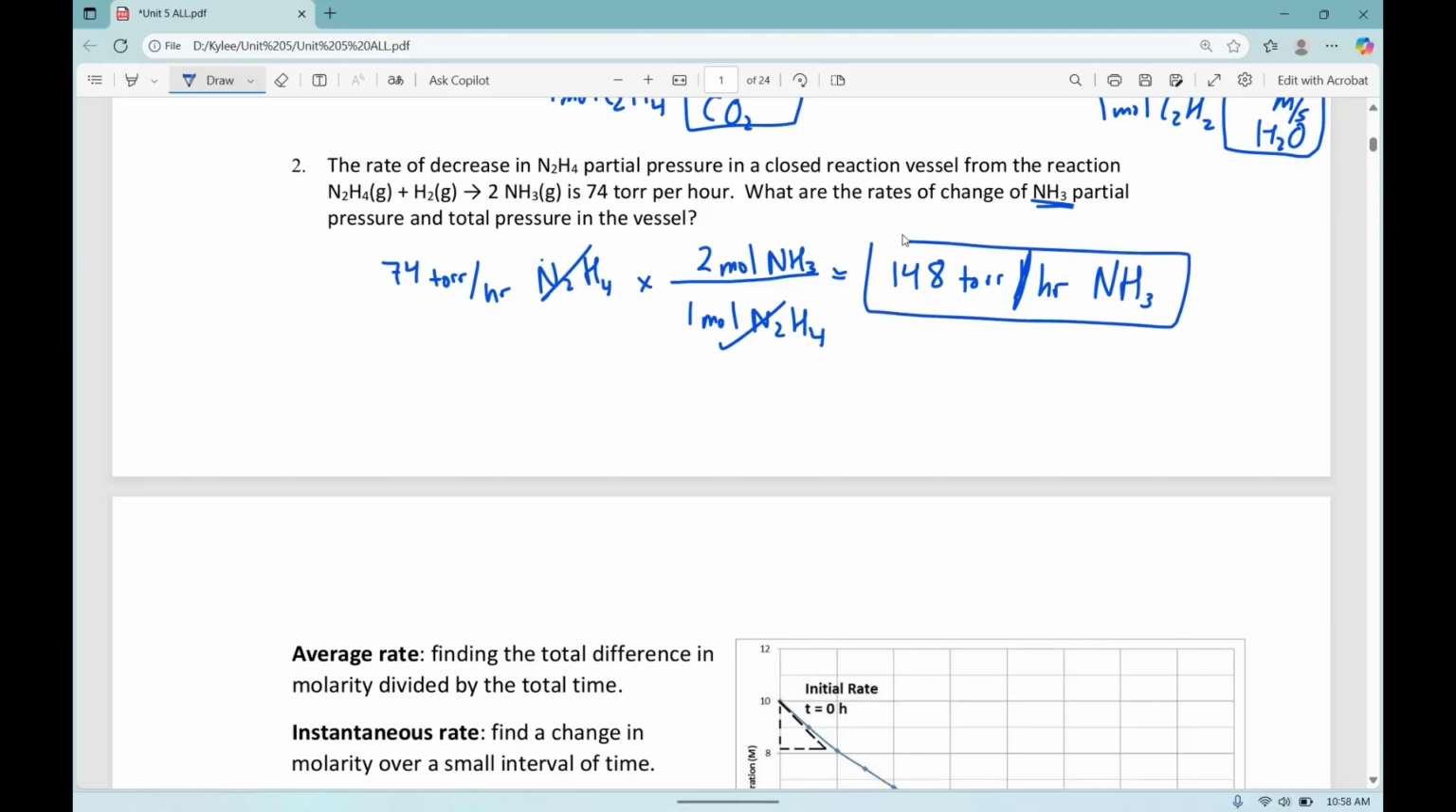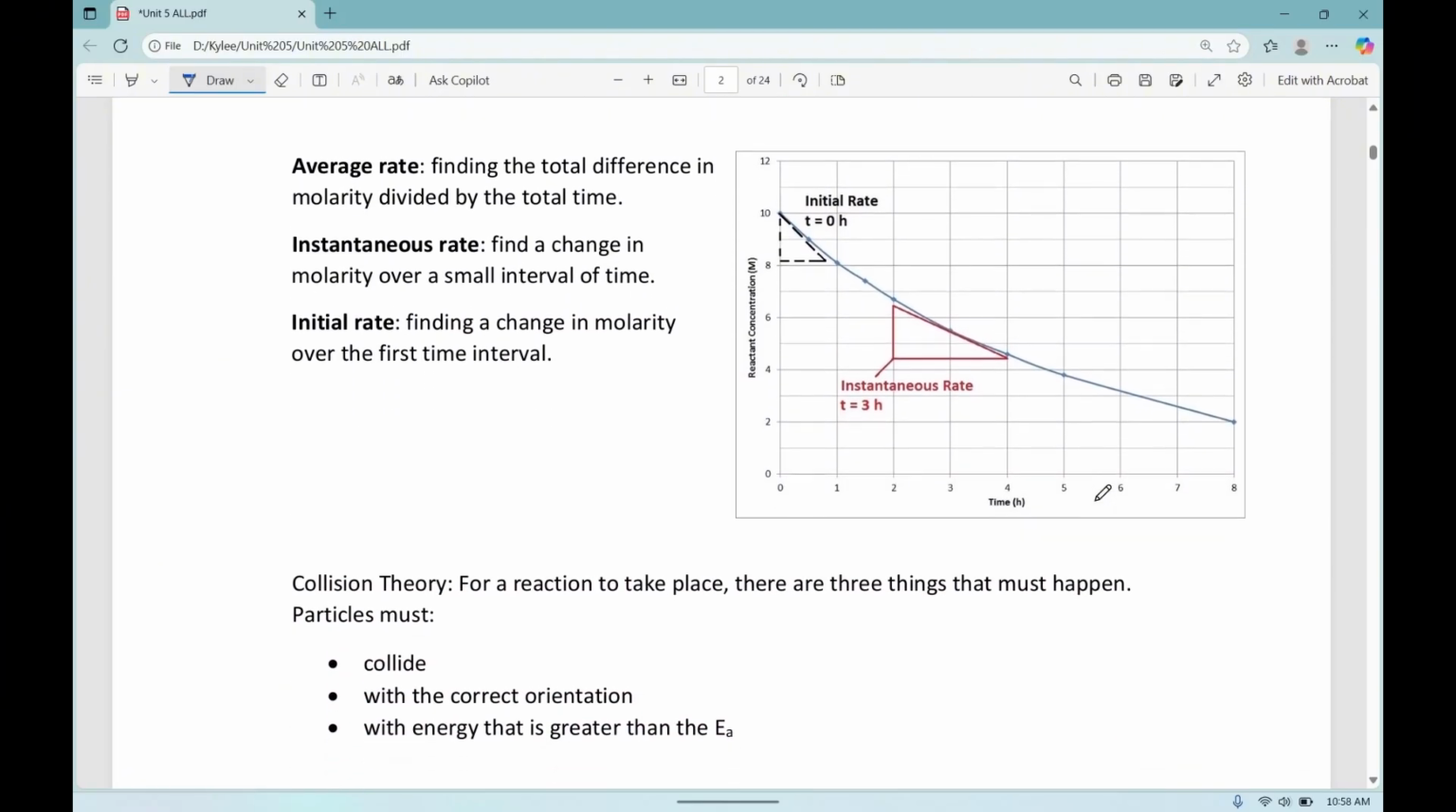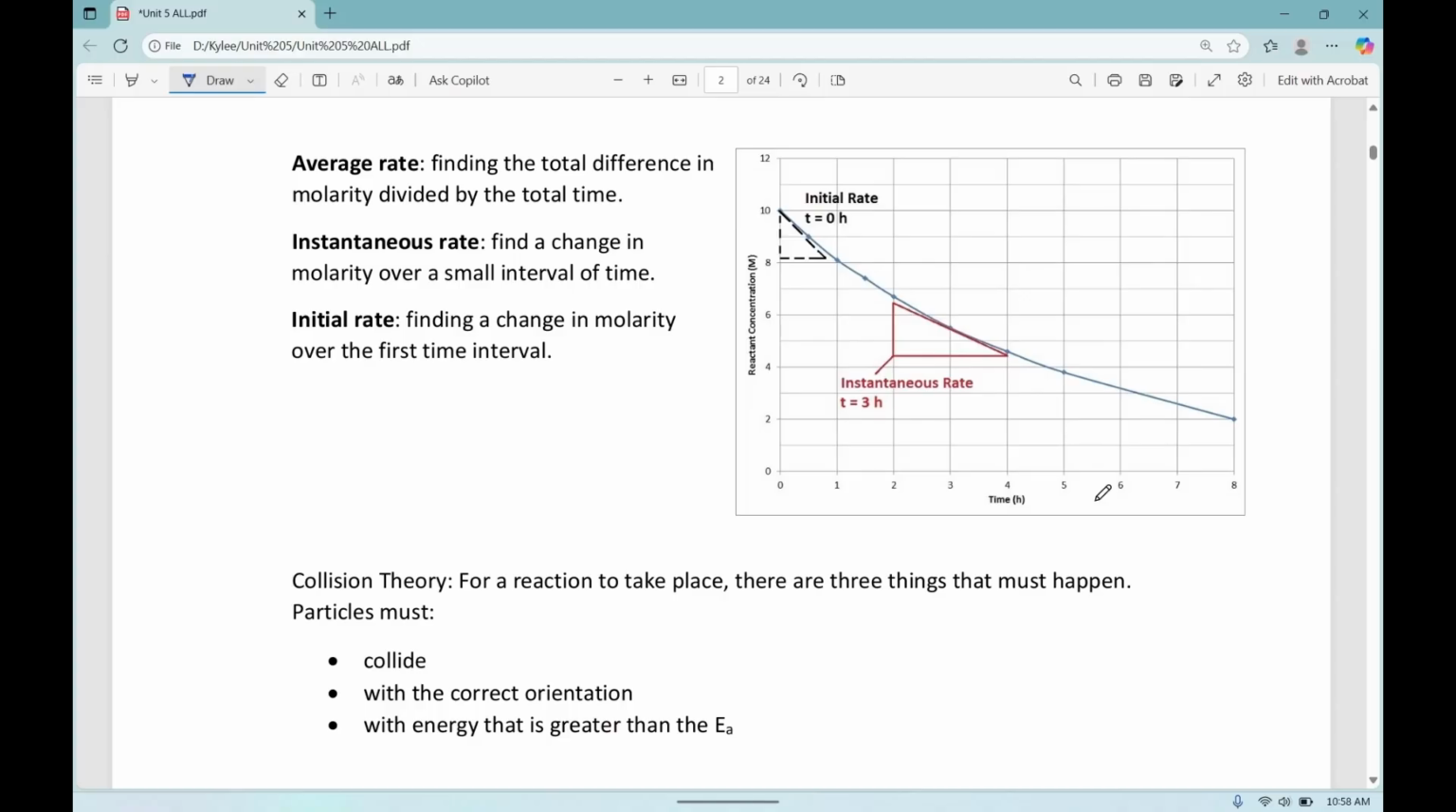The other thing that 5.1 introduces is the concept of different types of rate.